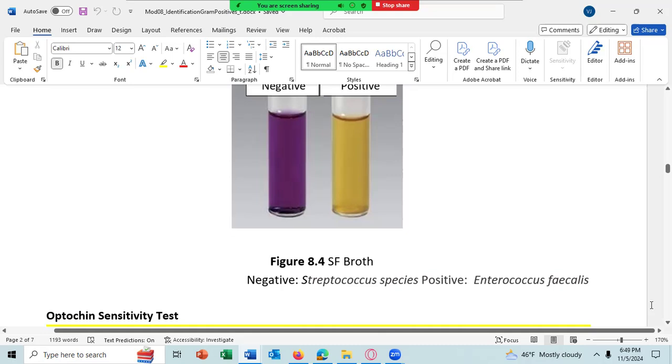All right. So remember, this name is an old name for Enterococcus faecalis, when it was called Streptococcus faecalis. That's why we get the SF broth test. This test can separate out Enterococcus faecalis from other members of Streptococcus. It used to be called Streptococcus faecalis, and we did this test to separate it out from other Streptococcus. But now we use it to separate Enterococcus faecalis from all species of Streptococcus.